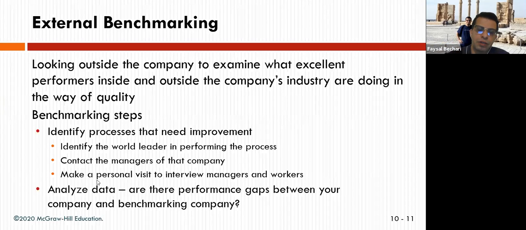So external benchmarking for companies is really looking outside the company to examine what excellent performers inside and outside the company's industry are doing in the way of quality. So let's assume somebody is making really good bread, very tasty. You need to benchmark that bread and see how far your bread is in comparison with that bread.